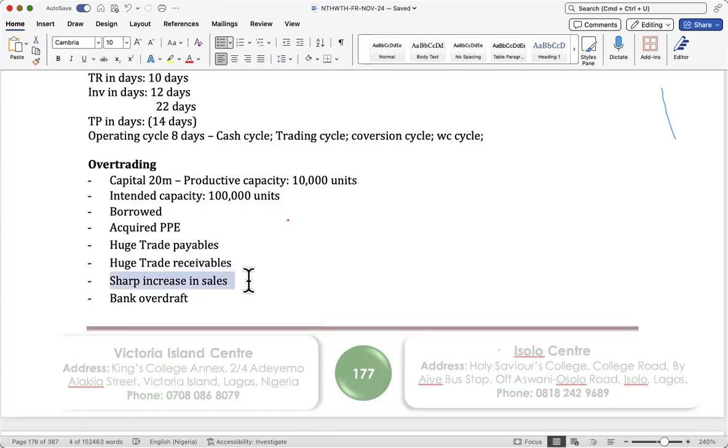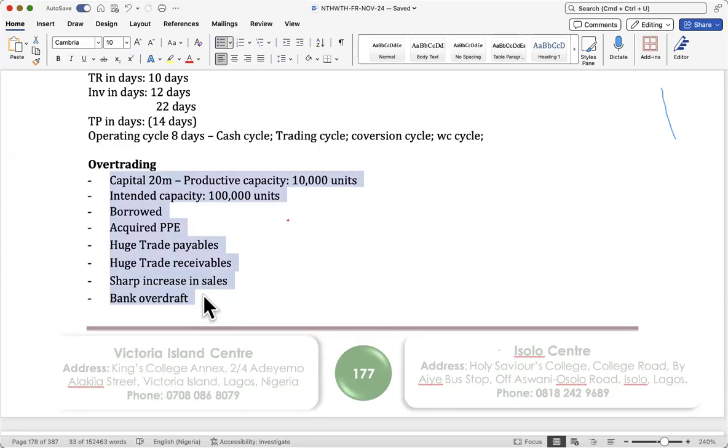And of course, you'll see a very sharp increase in sales. And of course, his cash position will be negative. He won't have cash. He has invested everything. You see, all this, when you look at a balance sheet of a typical company, you can easily spot that this company has overtraded.